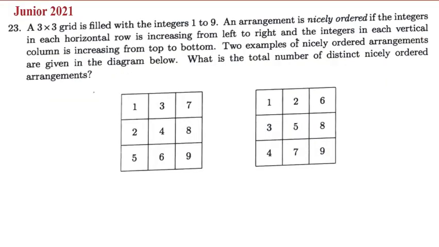So let's read the problem. Okay, a 3 by 3 grid is filled with the integers 1 to 9. An arrangement is nicely ordered if the integers in each horizontal row are increasing from left to right. 1, 3, 7, yes, increasing from left to right. And the integers in each vertical column are increasing from top to bottom. So 3, 4, 6, 7, 8, 9. Two examples of nicely ordered arrangements are given in the diagram below. What's the total number of distinct nicely ordered arrangements?